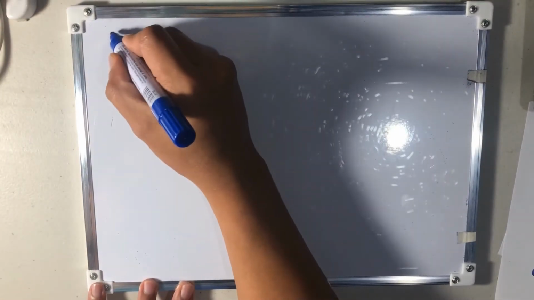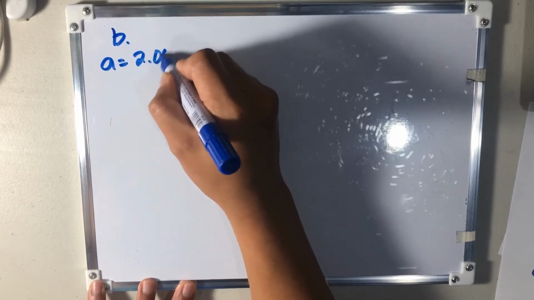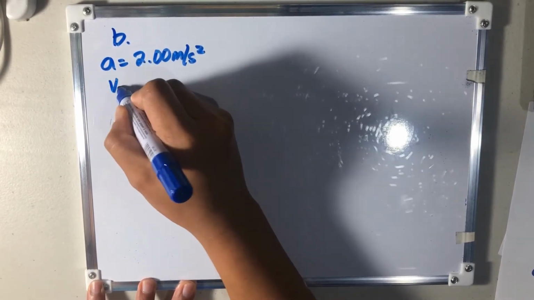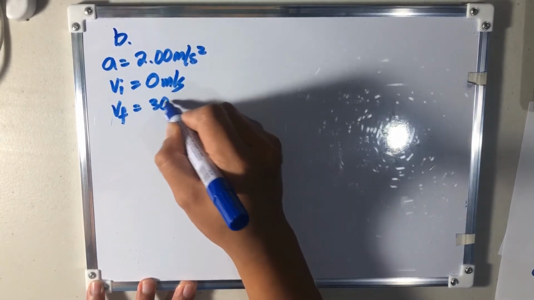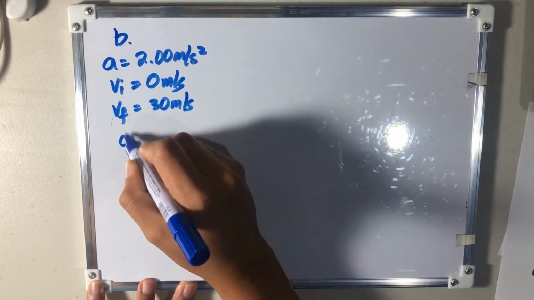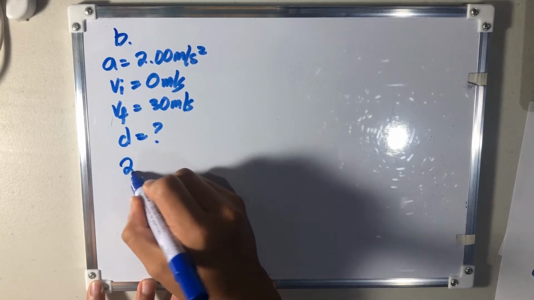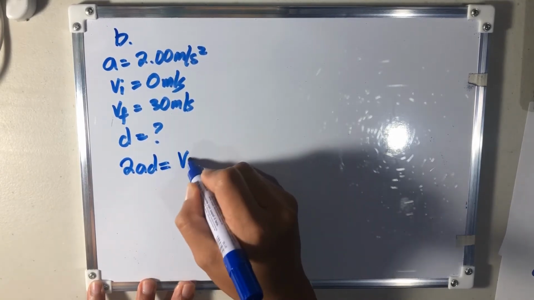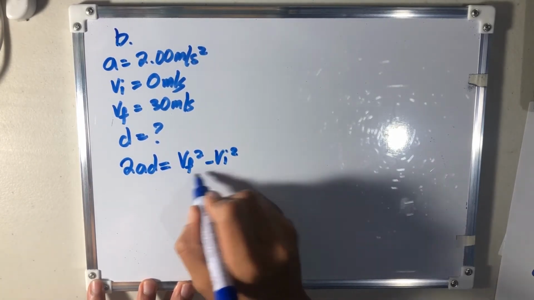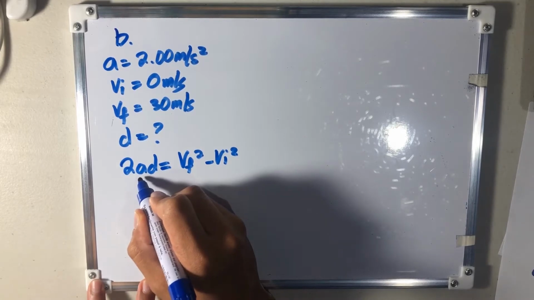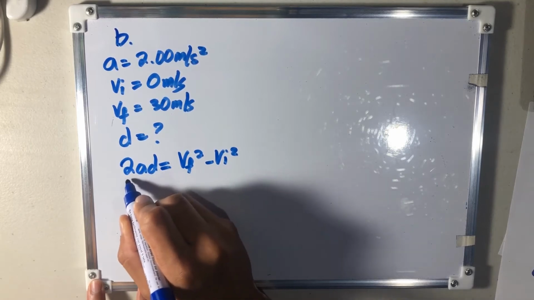So let us now solve sample problem 2, letter B. We know that the acceleration is 2.00 meters per second squared. The initial velocity is 0 meters per second, and you have a final velocity of 30 meters per second. Then we are tasked to solve for the displacement. From the formulas given, we can use 2AD is equal to Vf squared minus Vi squared, since in this formula we know Vf, we know Vi, and we also know acceleration. So we can use this formula to solve for distance or displacement.